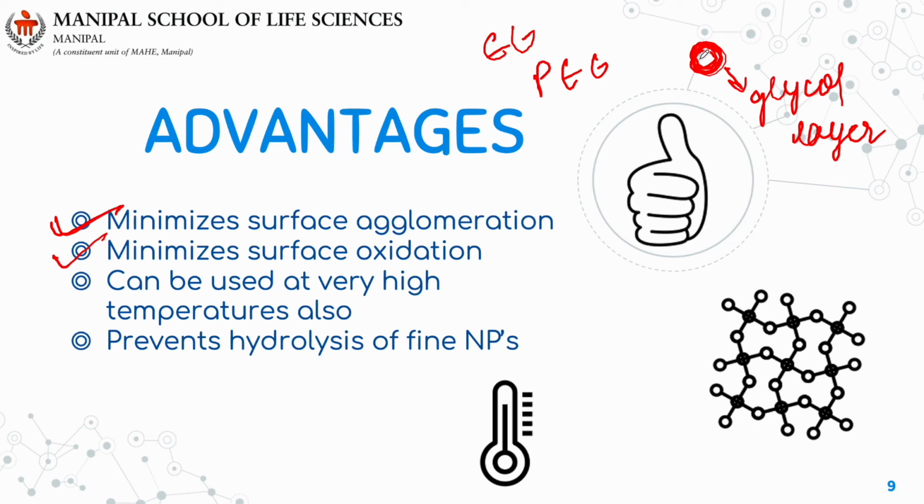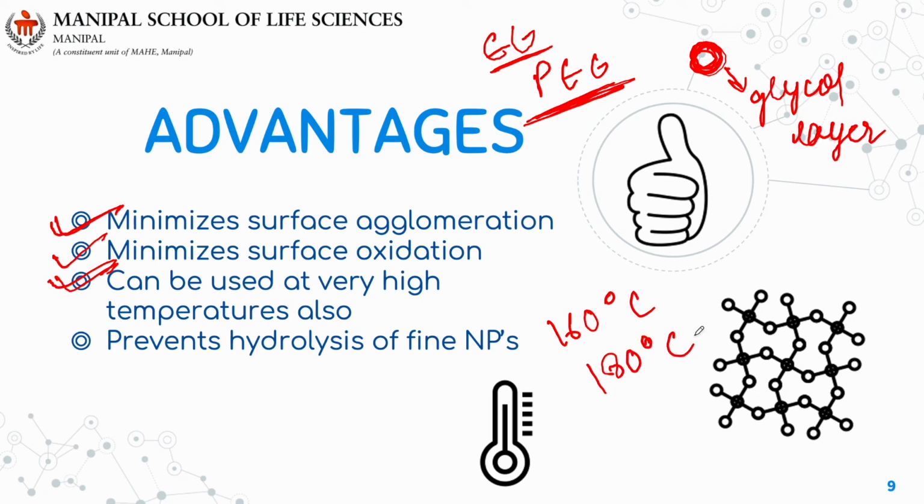It can be used at very high temperatures. Why? Because in the previous method we were using aqueous solution and water evaporates at 100 degrees Celsius. But it is not the case with ethylene glycol or polyethylene glycol. We can use ethylene glycol or polyethylene glycol at very high temperatures also, like 160 degrees Celsius, 180 degrees Celsius. So this is another advantage.